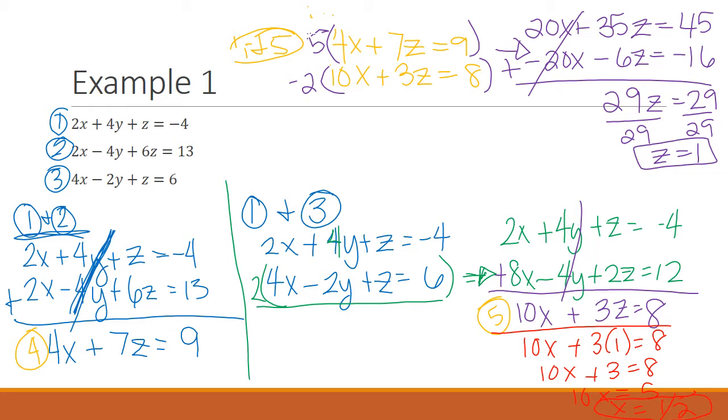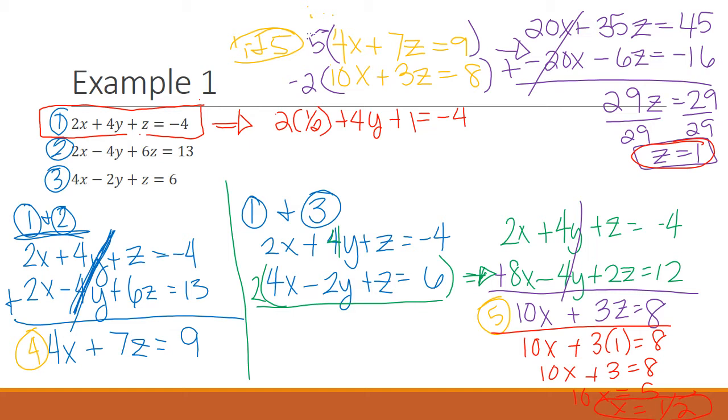Okay, so we have x equals 1/2, z equals 1. All right, so now we have two variables. We have to solve for the third. Go back to any of your original equations. I'm just going to pick the first one, plug in what you have, and solve for what you're missing. So we know that x is 1/2, so I'm going to plug in 2 times 1/2 plus 4, we still haven't found y, and z we said was 1, equals negative 4. 2 times 1/2 is 1, plus 4y plus 1 equals negative 4.